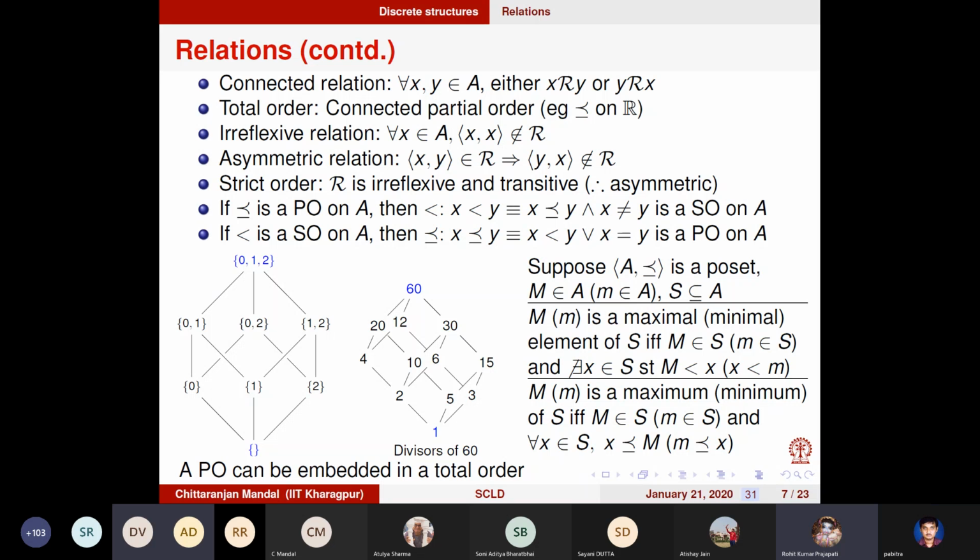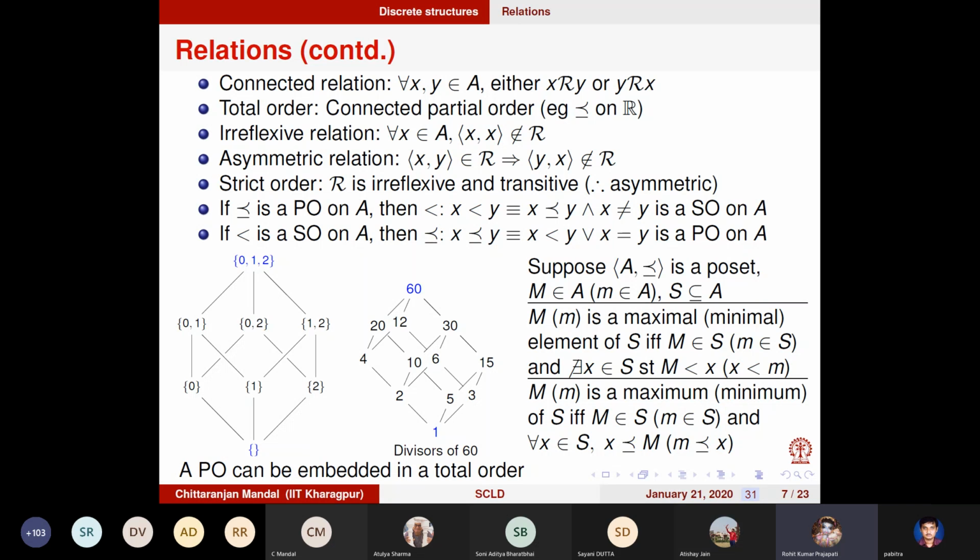12 is not included, right? Only 30 and 60. Yes, 12 is not included, because it has to be greater than or equal to both 10 and 6. Okay, so what is the minimum upper bound?